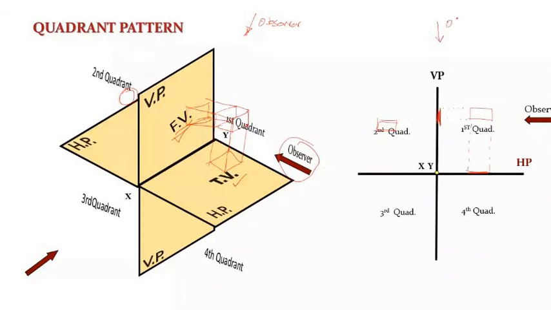So this is the position of the observer for top view, and this is the position of the observer for the front view. Irrespective of the quadrant, if you want to take the front view, the observer should stand here, and irrespective of the quadrant, if you want to take the top view, the observer should stand here.